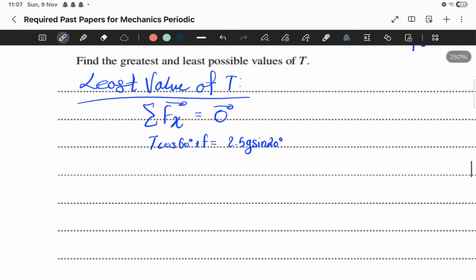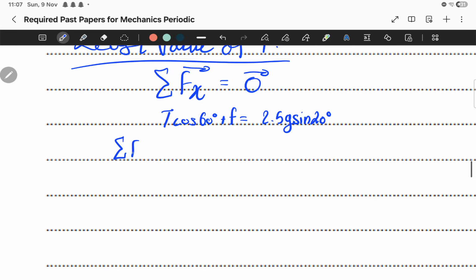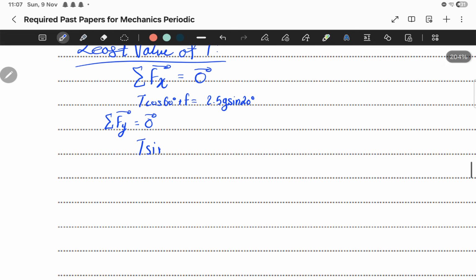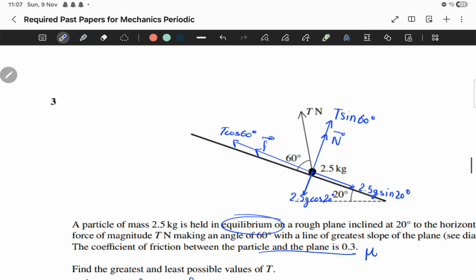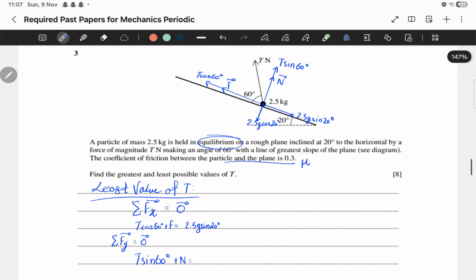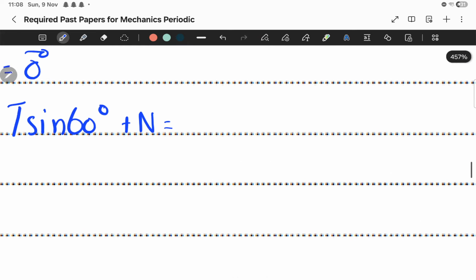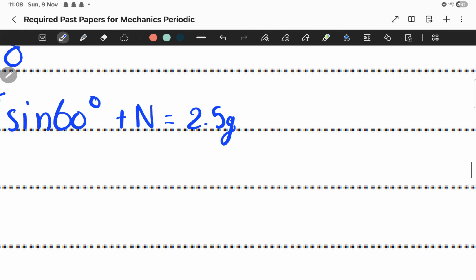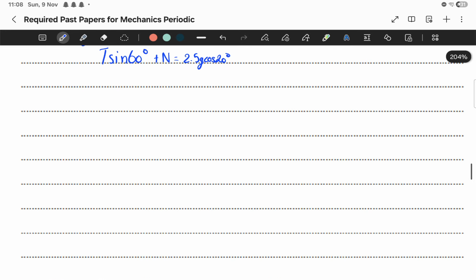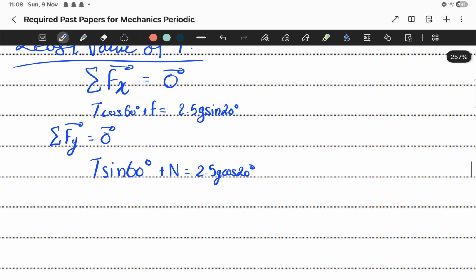Now, sigma Fy also equals 0. Now, T sine 60 plus N equals 2.5 g cosine 20. Okay, now I don't know N, so what will I do? I can actually do work with this. It's not that bad.